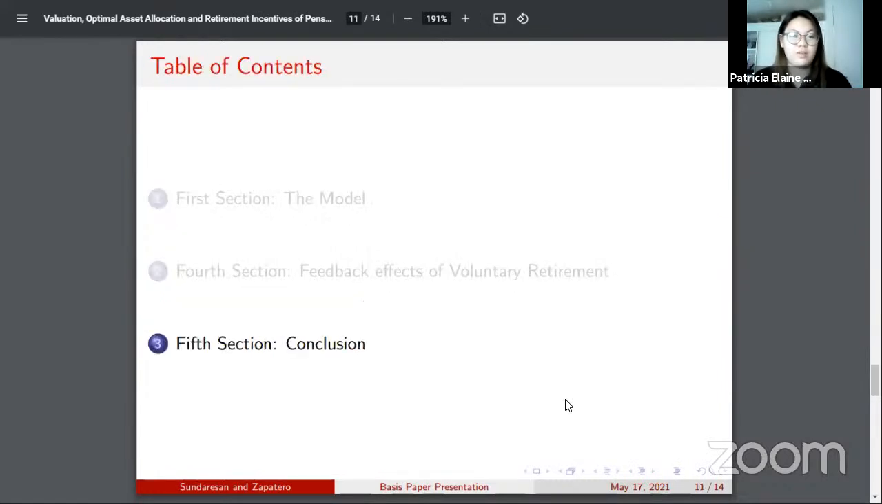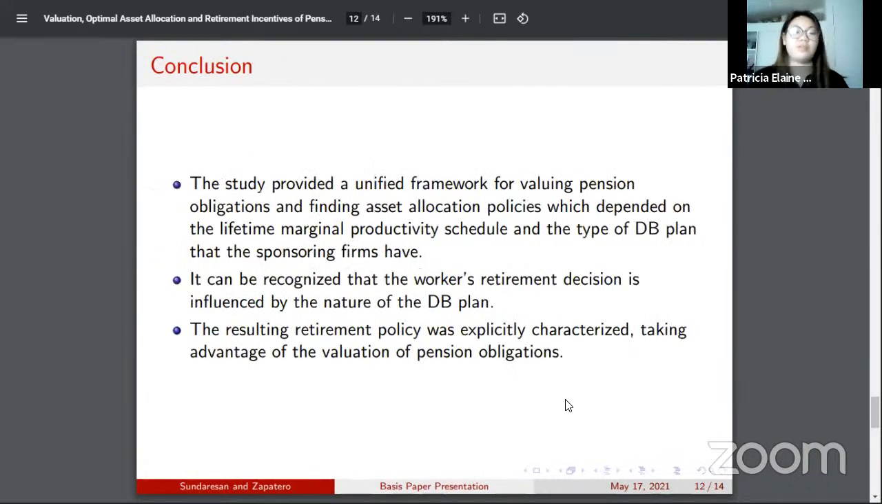So finally, we come to the fifth section, the conclusion. I have summarized the points mentioned by the author. First, the study provided a unified framework for valuing pension obligations and finding asset allocation policies, which depend on the lifetime marginal productivity schedule and the type of defined benefit plan that the sponsoring firms have.